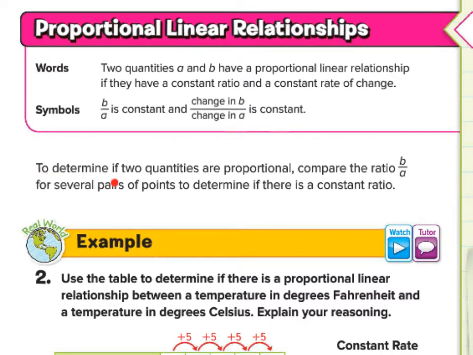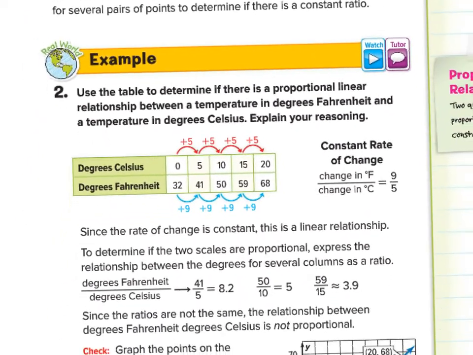To determine if two quantities are proportional, compare the ratio B over A for several pairs of points to determine if there is a constant ratio. So you're just going to compare for a few of them, line them up, and see if you're getting a linear relationship. Let's look at example 2.